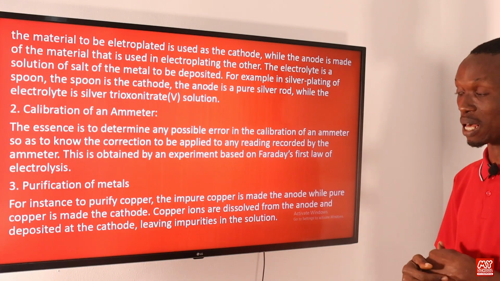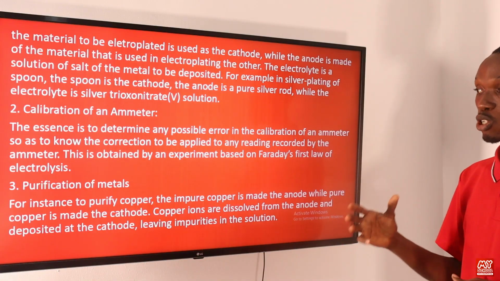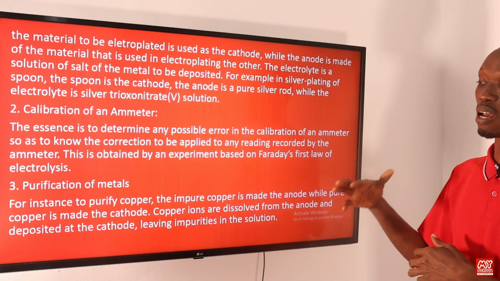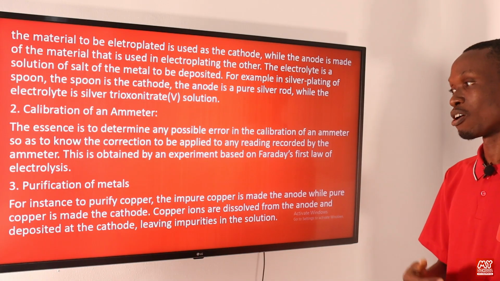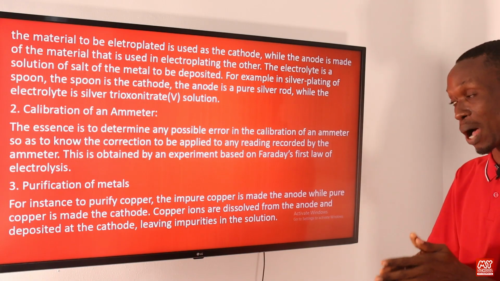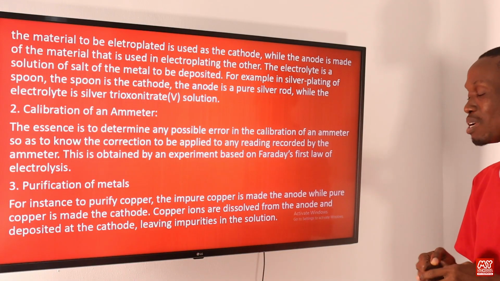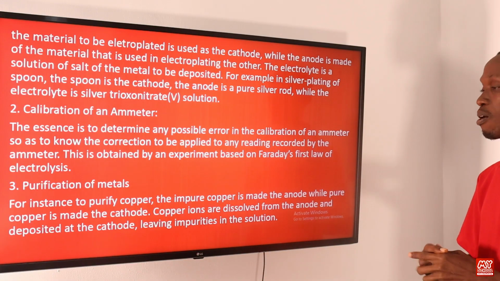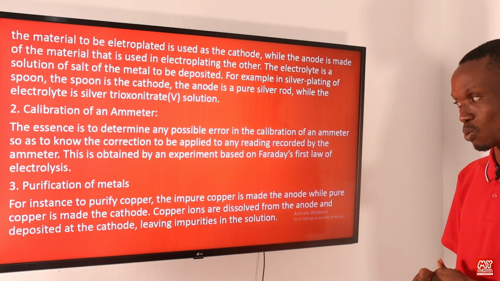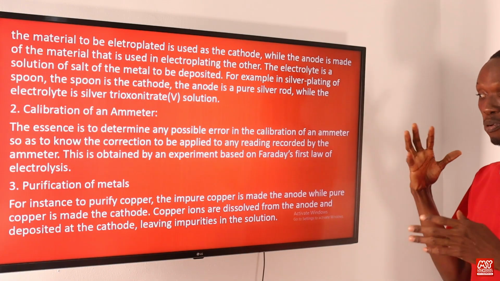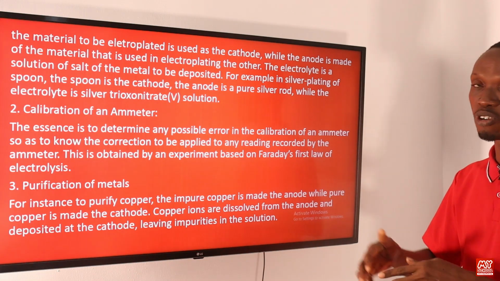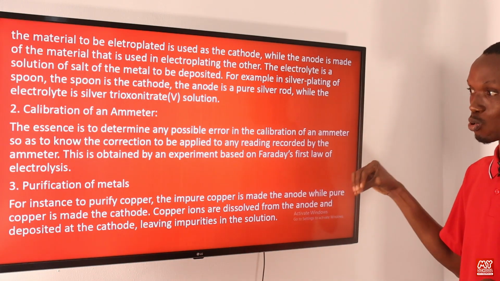Then we also have number 3, which is the purification of metals, and this is another example of industrial application of electrolysis. For example, to purify copper, the impure copper is made the anode, while pure copper is made the cathode. Copper ions are dissolved from the anode and are deposited at the cathode, leaving impurities in the solution.